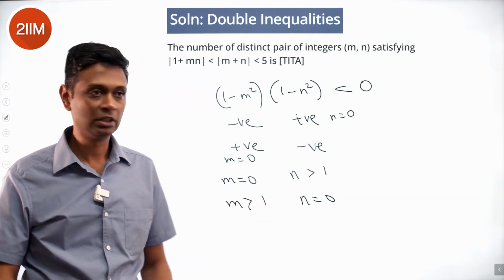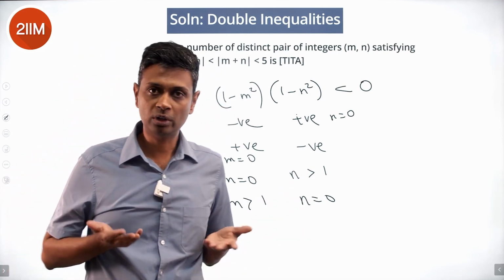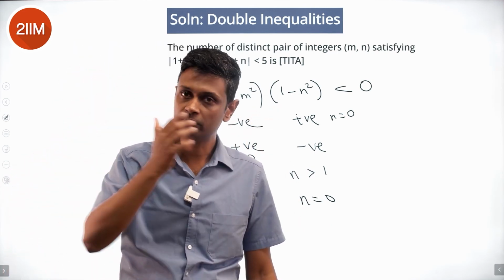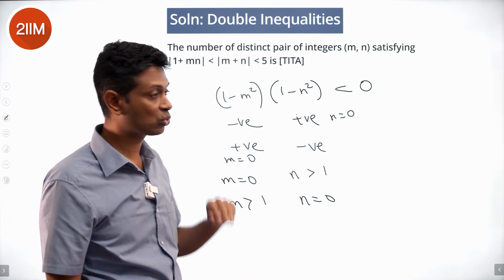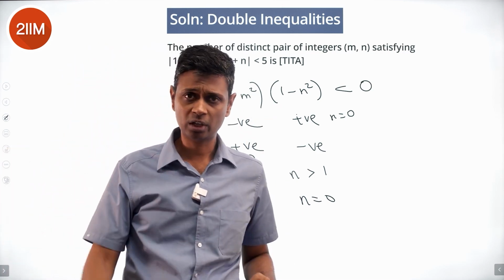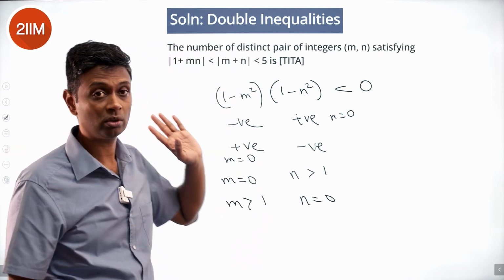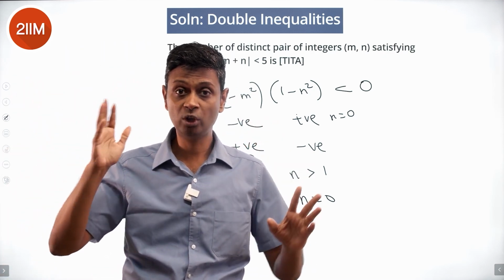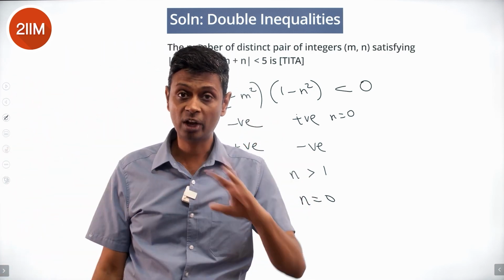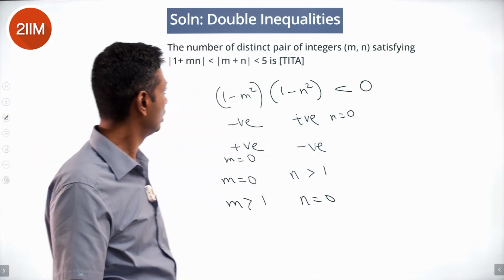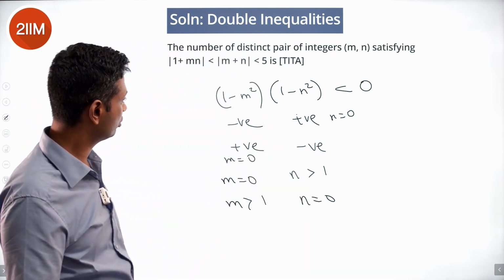Nothing else is possible. If m and n are both more than 1, both will become negative, product will become positive. If either of them is 1, product will go to 0. That doesn't work. So one of them should be 0, other one should be greater than 1. So m is 0, n greater than 1, or n is 0, m greater than 1. That's a possibility. Now let's come back to this question.